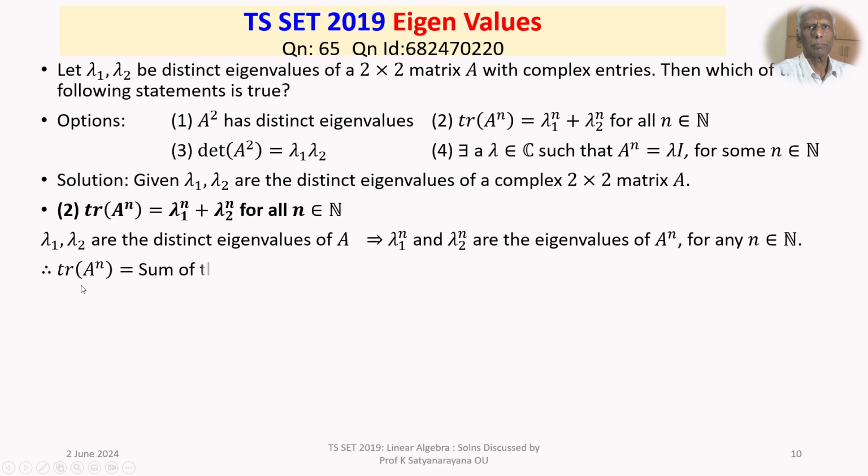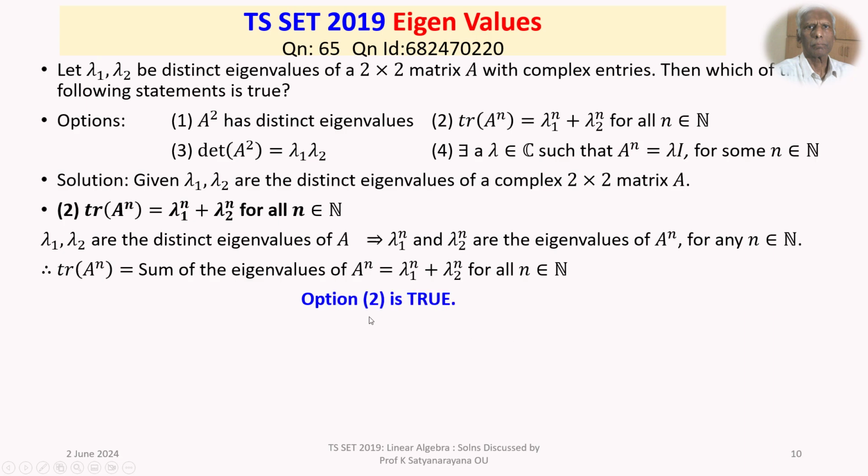Then you take the trace of A power n, that will be the sum of the eigenvalues of A power n. The sum is lambda 1 to the power of n plus lambda 2 to the power of n for all n belongs to N. Agreed. So therefore, option 2 is true. The answer to this question is option 2. The question is over.